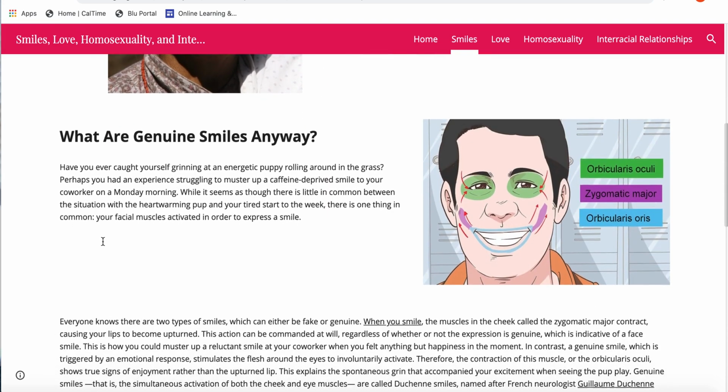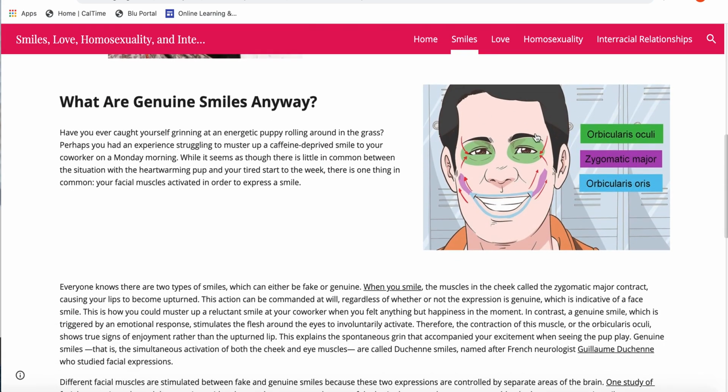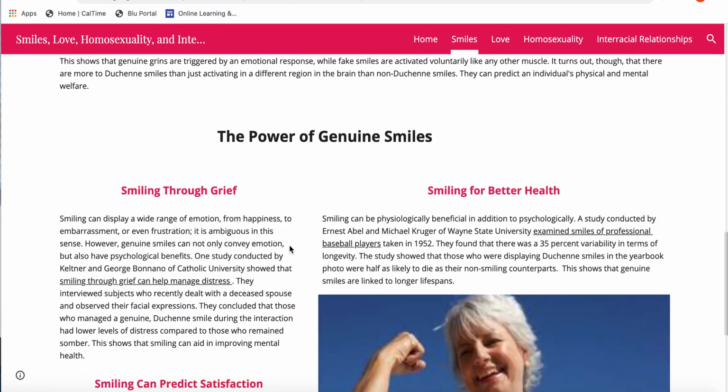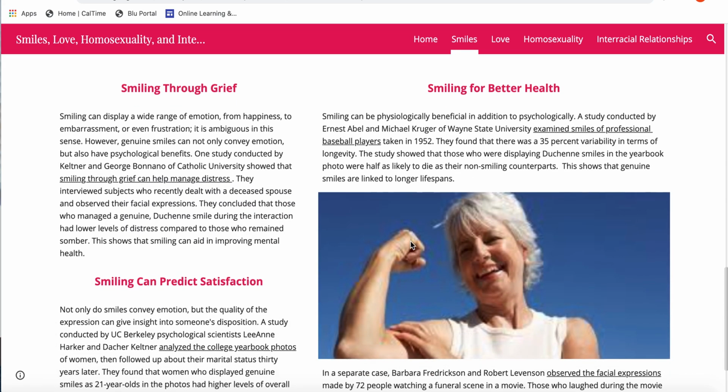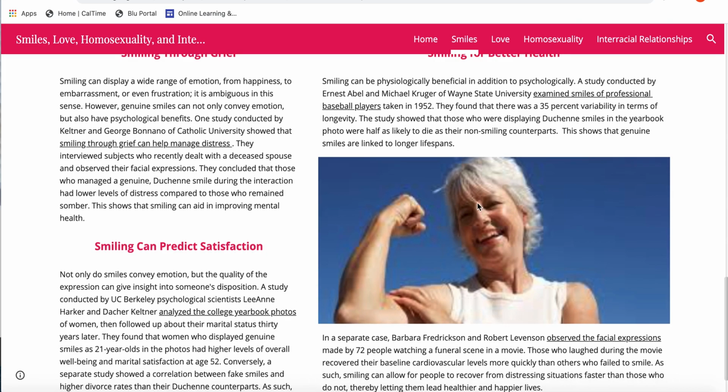And then the other thing that the images are doing here is showing the division of ideas. First, we're going to learn about the difference between genuine and fake smiles, just as that picture and the subheading show. And then we're going to get into things like smiling for better health, right? And then here that image kind of comes back to it.